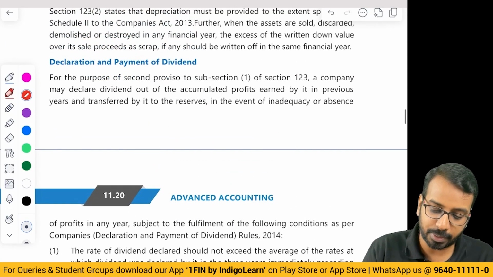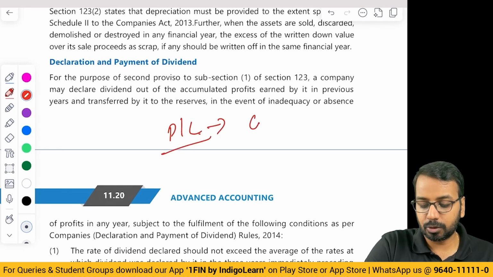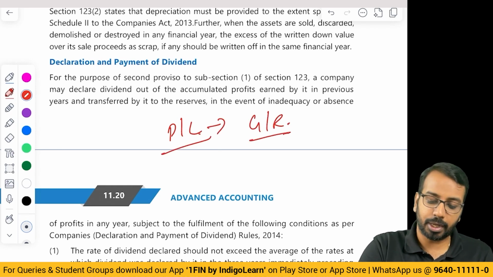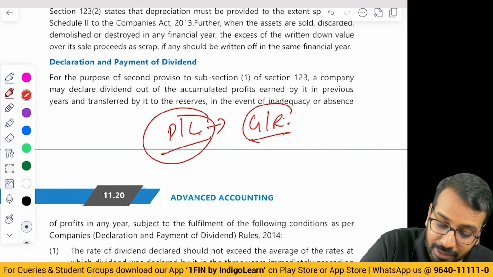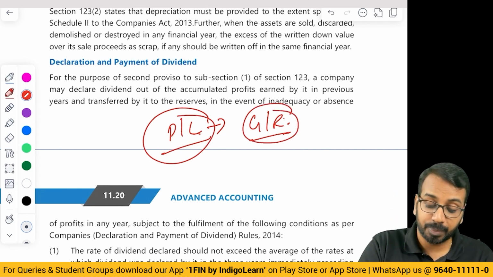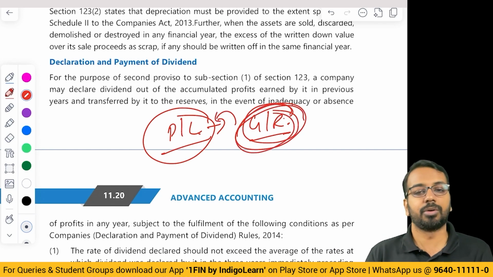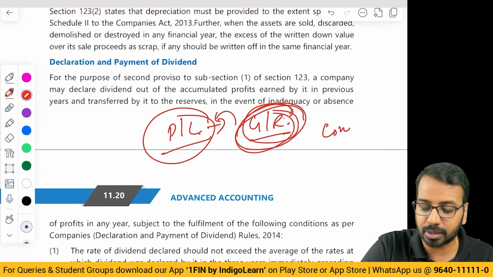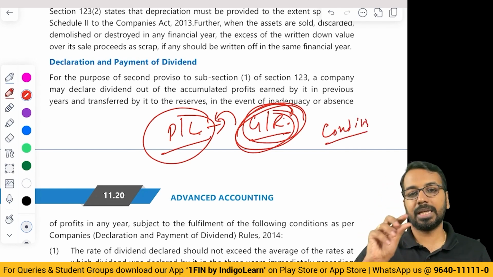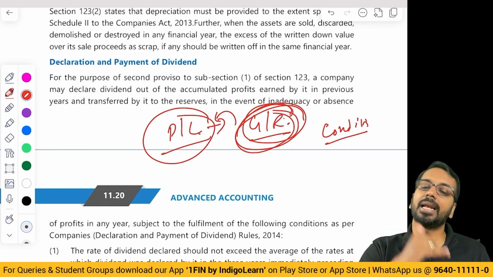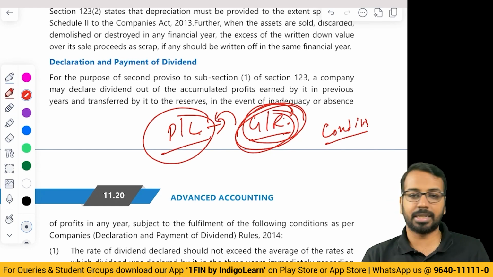Then sometimes what happens is, from P&L, the company would have transferred something to general reserve. Now, P&L balance can be freely used to declare dividend. Even general reserve can be used to declare dividend. But if I want to use general reserve balance or any reserve balance to declare dividend, then I have to comply with certain conditions. So the fundamental rule is, if there is a balance in P&L, I can use the balance in P&L and declare dividend, no problem. After providing for whatever depreciation and all that is required.